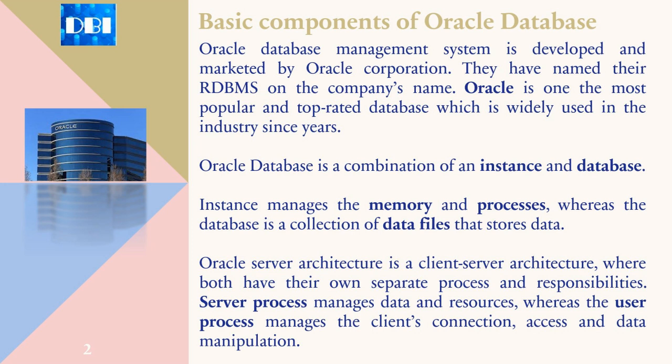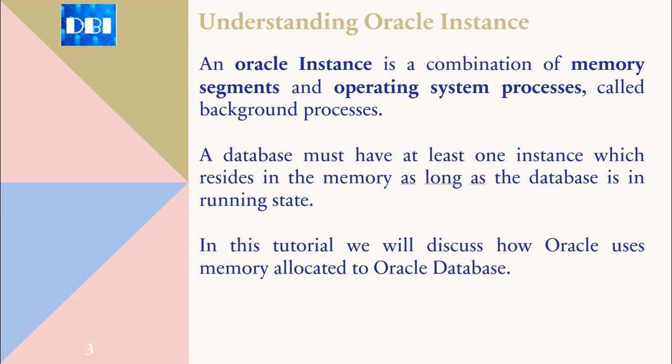Oracle Server Architecture is a client-server architecture, where both have their own separate processes and responsibilities. The server process manages data and resources, whereas the user process manages the client's connection, access, and data manipulation. Understanding Oracle Instance. An Oracle instance is a combination of memory segments and operating system processes. In Oracle we call them background processes. A database must have at least one instance, which resides in memory and is alive as long as the database is in running state.